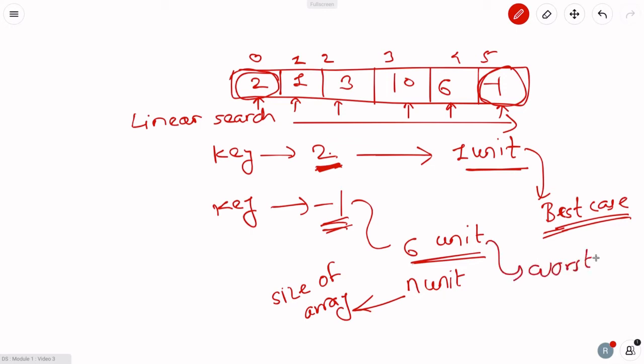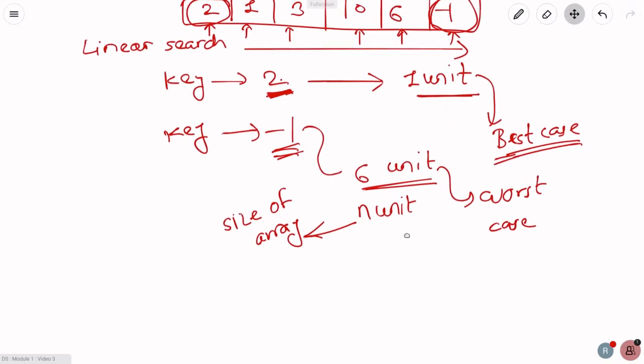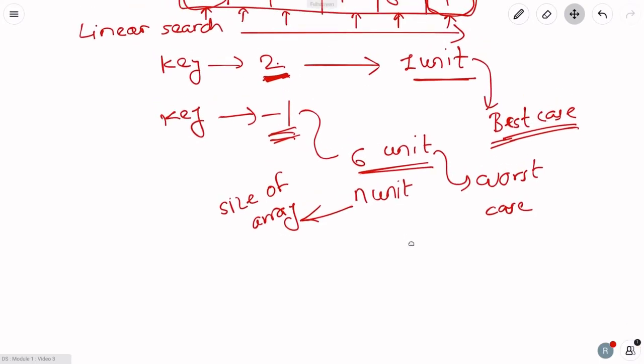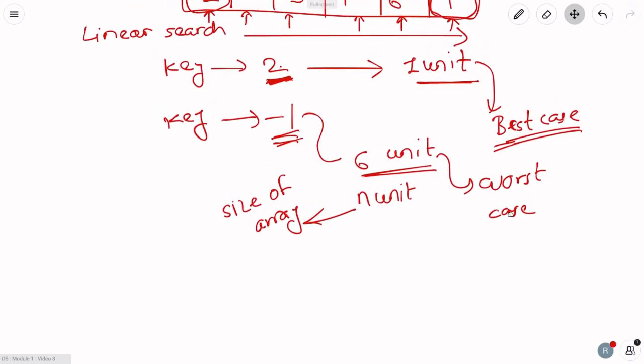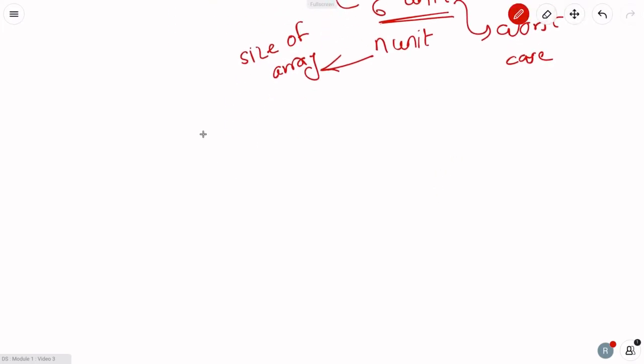As a programmer, we always hope that the worst case should never happen, but that's the reality, because sometimes all the elements are not going to sit at the first place. So we have discussed the best case and the worst case. Now the final thing that we have is the average case analysis.